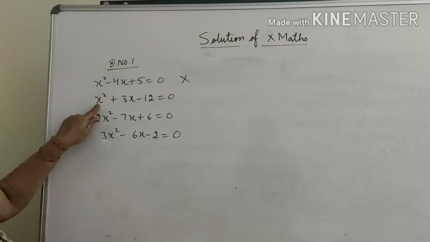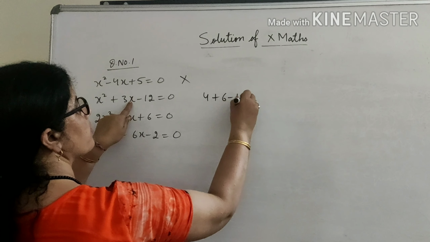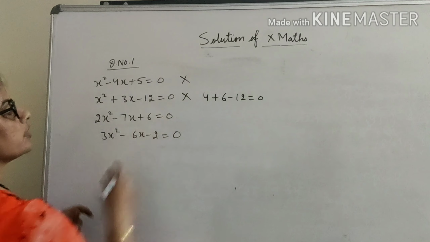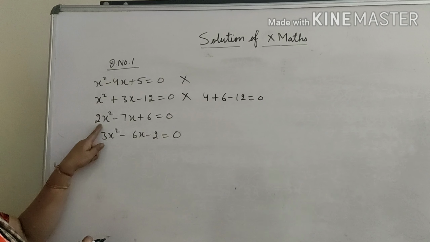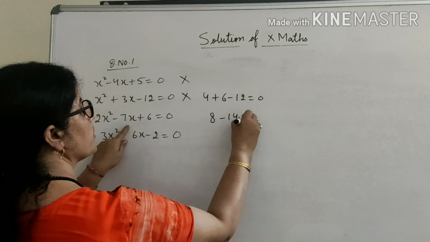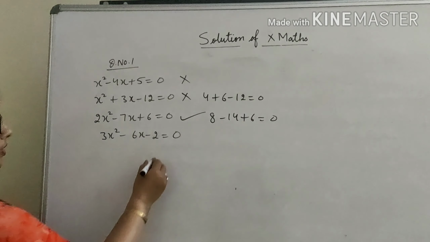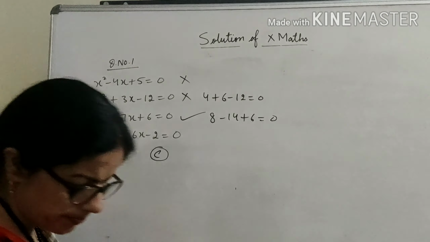Now here 2 square means 4, 2 3s are 6, minus 12. Here also LHS is not equal to RHS. Now 2 square 4, 4 2s are 8, minus 14 plus 6. Here LHS is equal to RHS. So the right answer is C part.